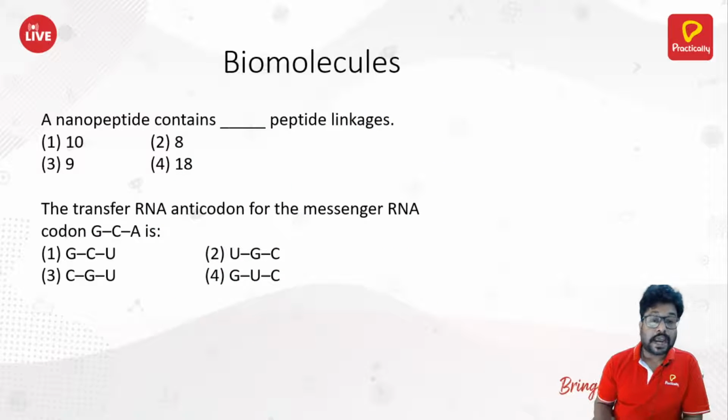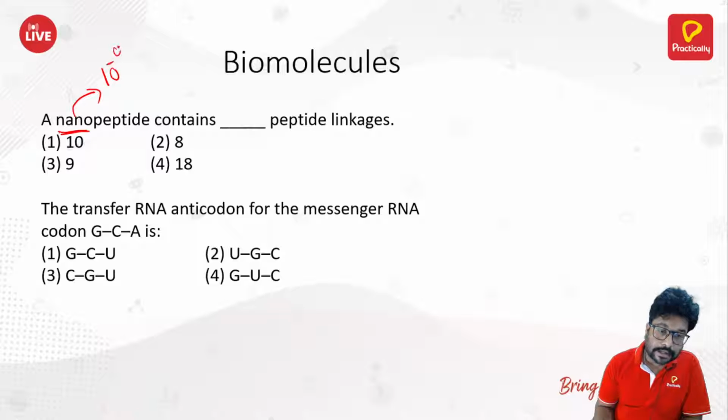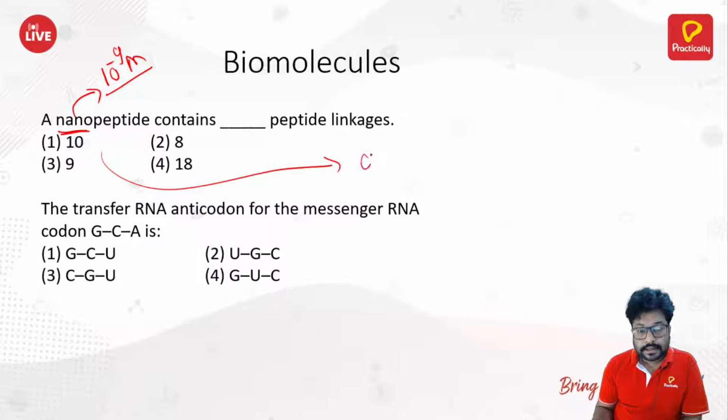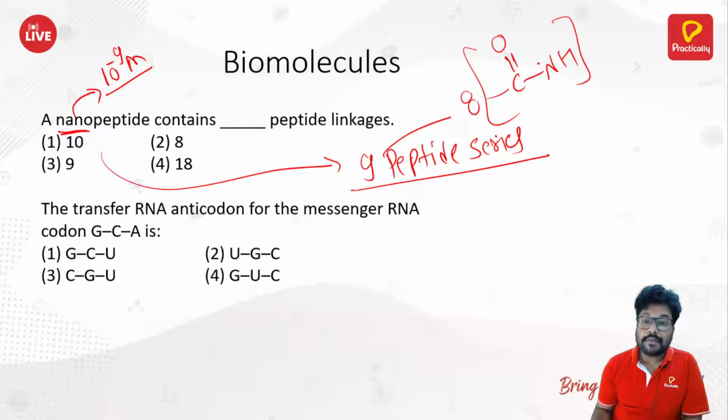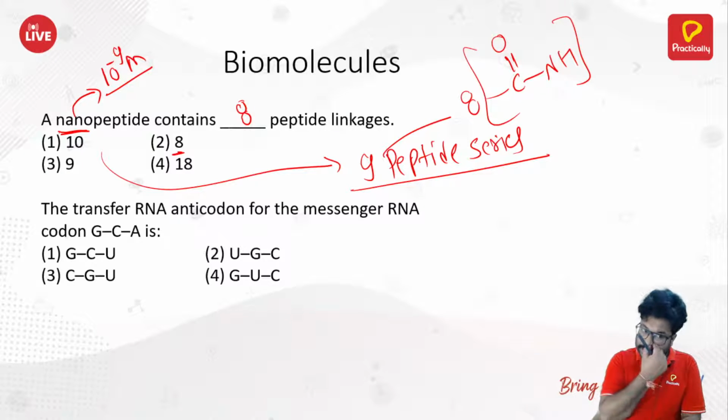Biomolecules. So nanopeptide. The very first question is nanopeptide. What is meant by nano? Nano is 10 raised to minus 9. We know that 10 raised to minus 9 meter. Here nanopeptide means 9 peptide series, and 9 peptide series will always have 8 peptide linkages. What is peptide linkage? CONH is called peptide linkage. So if nano is there, it has to be 8 peptide linkages.